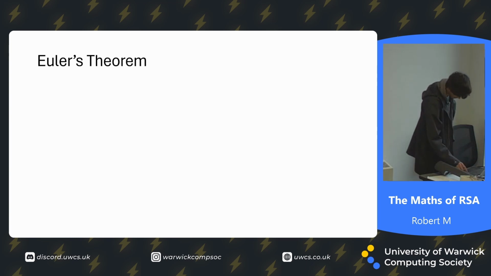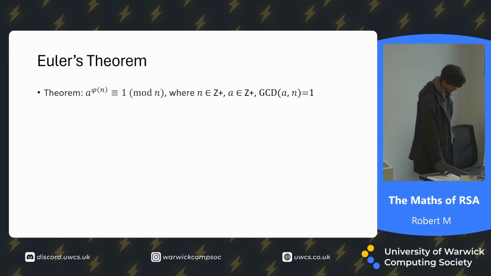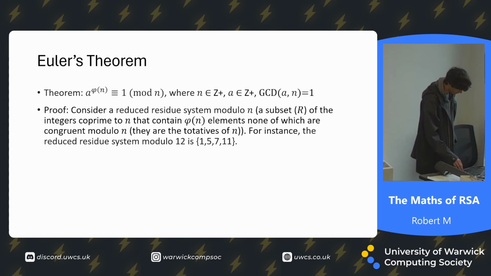So this is used in Euler's theorem, which is that a to the phi of n is congruent to 1 modulo n, where a is co-prime to n. The first part of this proof is to consider a reduced residue system modulo n, which is just a subset of the integers co-prime to n that contains phi of n elements, where no two elements are congruent modulo n. In other words, they're totatives of n.